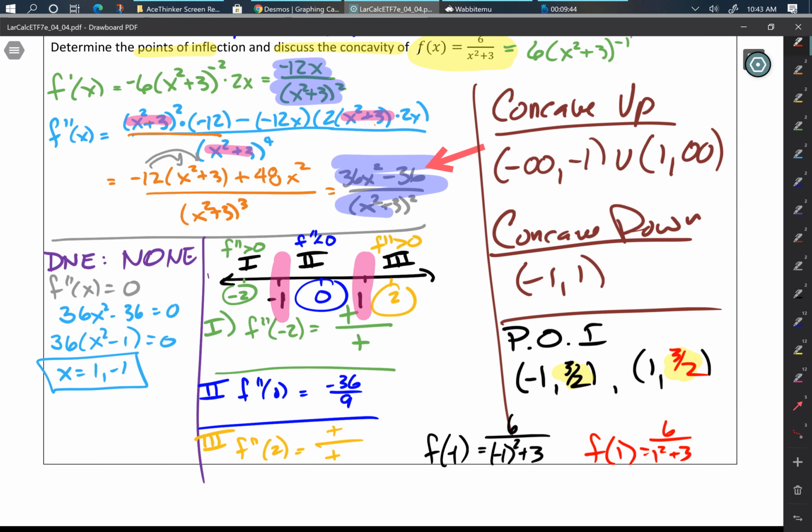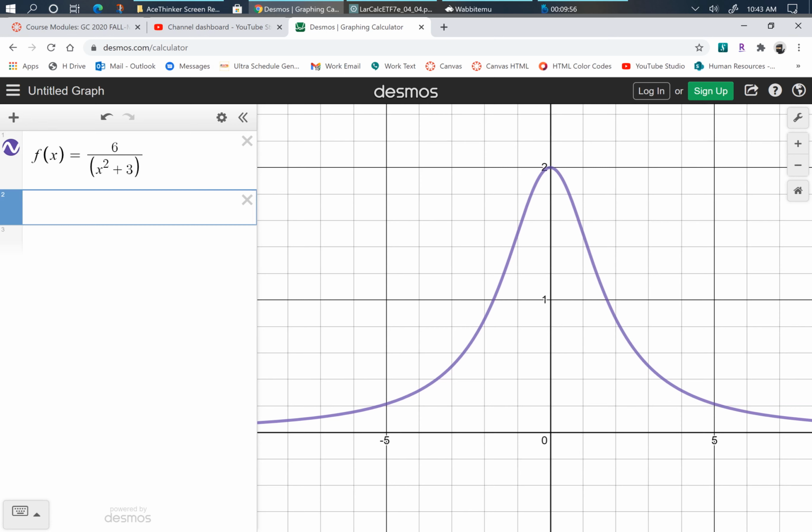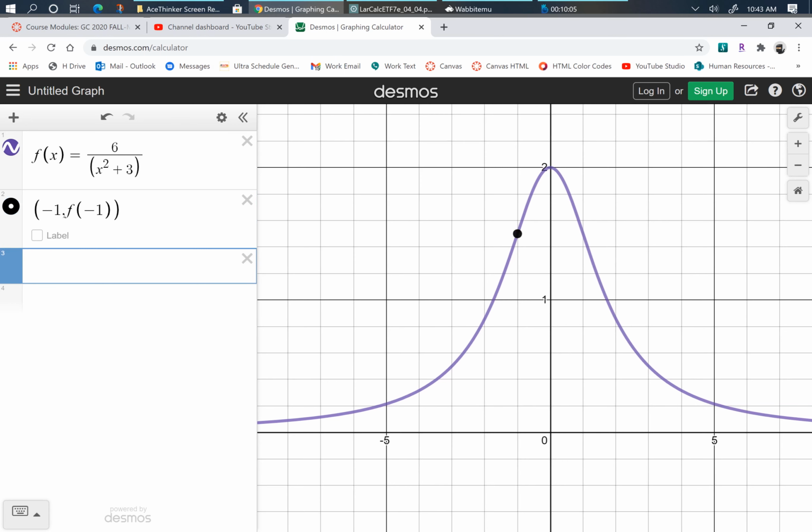Okay, so I can find points of inflection, and I can discuss the concavity of a graph. Now, if you're wondering what this one looks like, that it has this behavior, here's a graph of the function. And you can see that over there at -1, comma f of -1, there's a point of inflection, as well as over at 1 comma f of 1, there's another point of inflection.